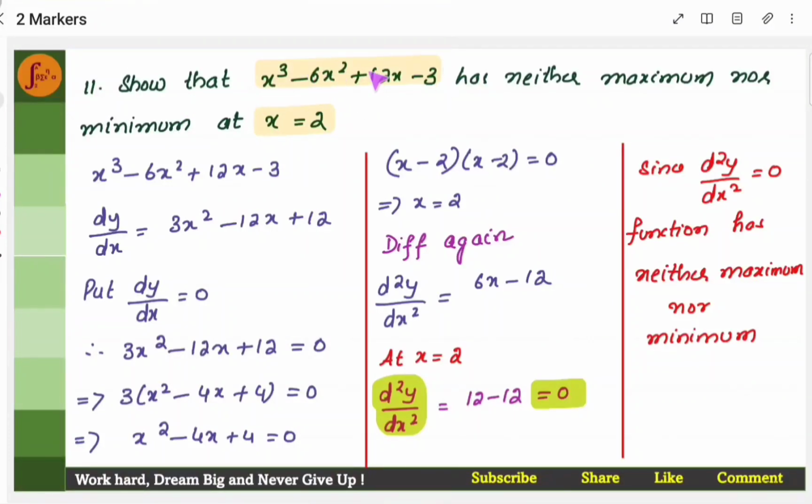Now, next problem. Show that this particular expression has neither maximum nor minimum. Neither maximum nor minimum means the double derivative should be 0. That's when you say the function is neither maximum nor minimum. So you take this function and differentiate it twice, right? Once you differentiate it twice, you'll get that it's equal to 0. Therefore, the function is neither maximum nor minimum.